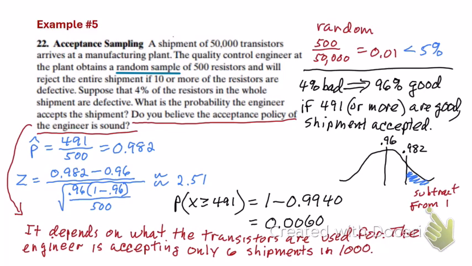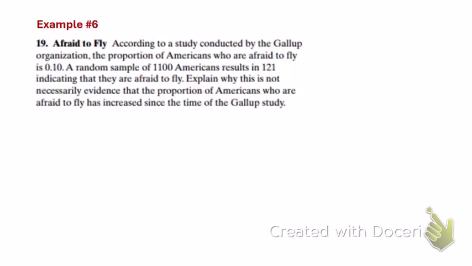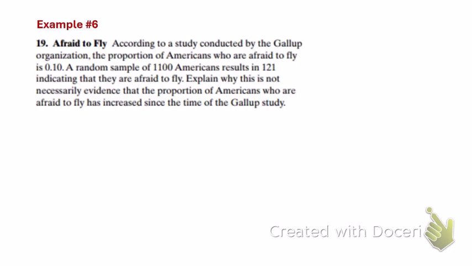One last little part here. Afraid to fly. Yeah, count me in there. The proportion of Americans who are afraid to fly is 10%. So we get a random sample, magic words, random, of 1,100 Americans. And out of those 1,100, 121 say they're afraid to fly.